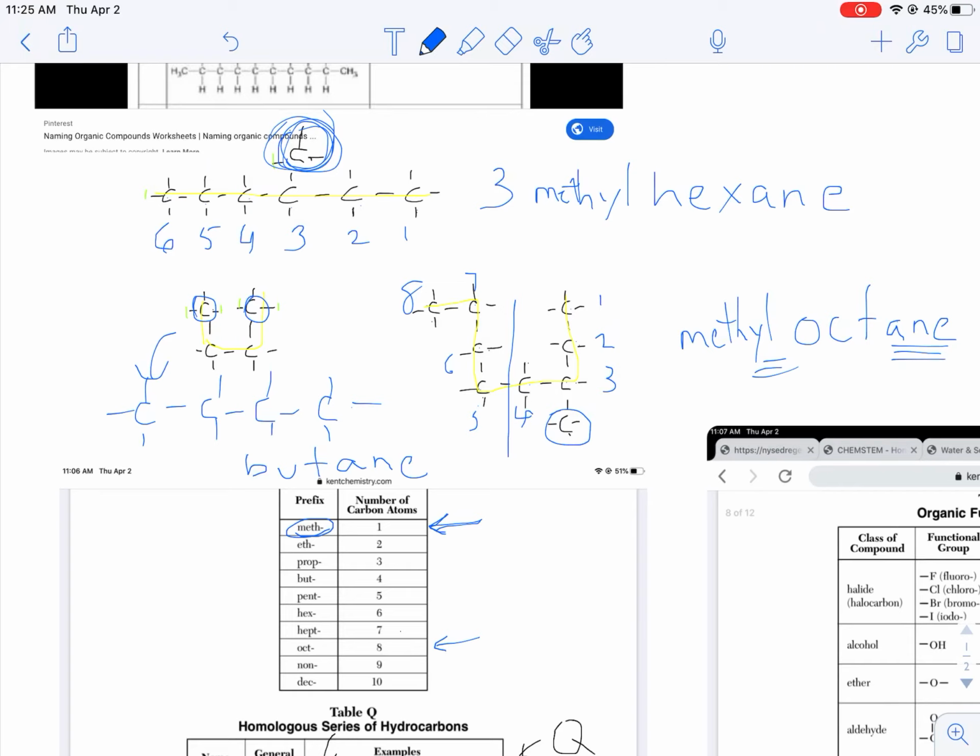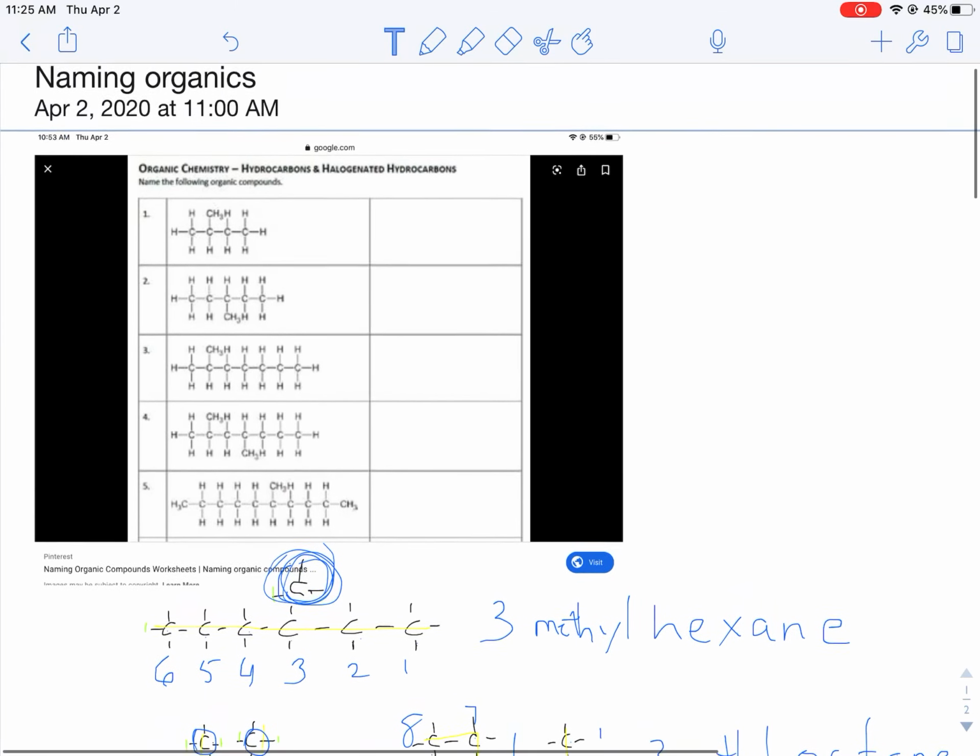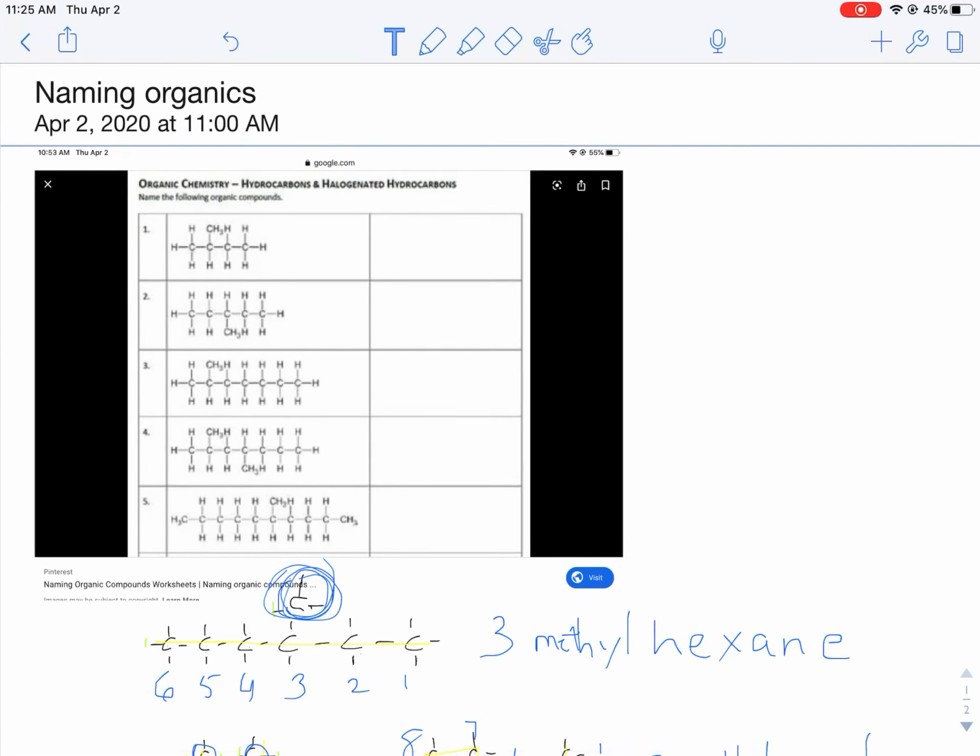So notice what I'm doing with my highlighter. And where is the methyl group hiding? It's hiding off of number 3. So 3-methyl octane. All right. I'm going to go up to the top now, and I'm going to show you how I'm going to do these next set a little bit quicker.